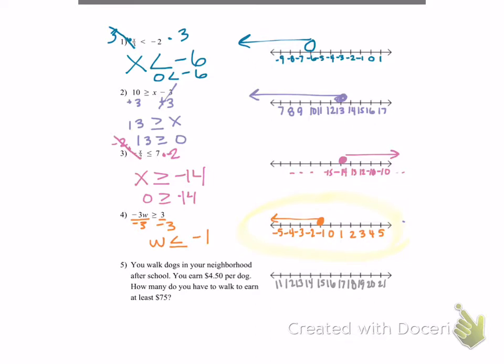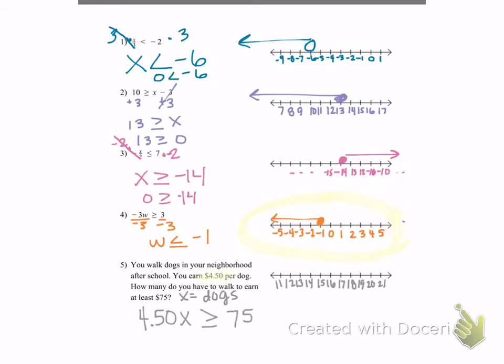You want to get some money in your pocket, so you decide to walk some dogs in your neighborhood after school. You earn $4.50 per dog, and your goal is to make at least $75. At least 75. So this is how we're going to set it up. We know that you've got $4.50 per dog. Okay, and x is the dogs you have to walk. This is the amount of dogs. And we know you want to make at least $75. So that means that this number could be bigger than 75. So we've got our 75 here.